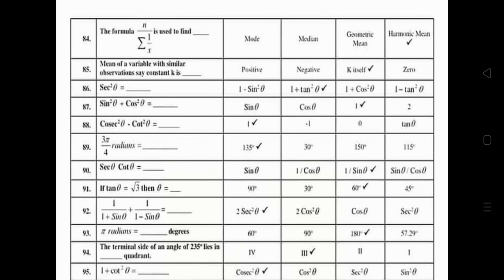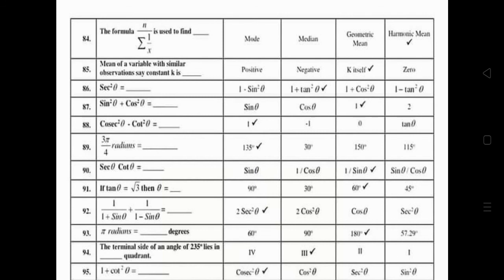The formula n divided by sum 1 over x is used to find harmonic mean. Mean of a variable with similar observation, a constant k, is k itself. Secant square theta is equal to 1 plus tan square theta. Sin square theta plus cos square theta is equal to 1. Cosecant square theta minus cot square theta is equal to 1.